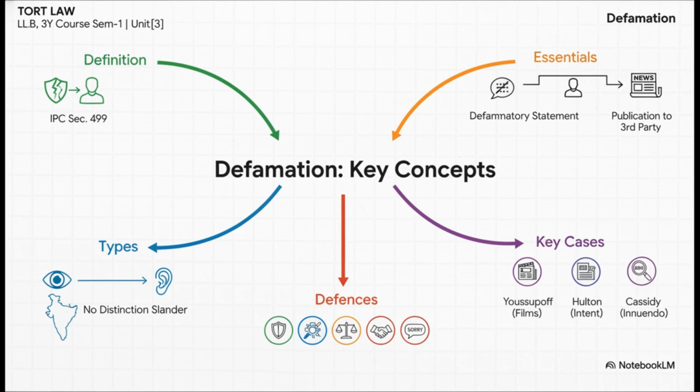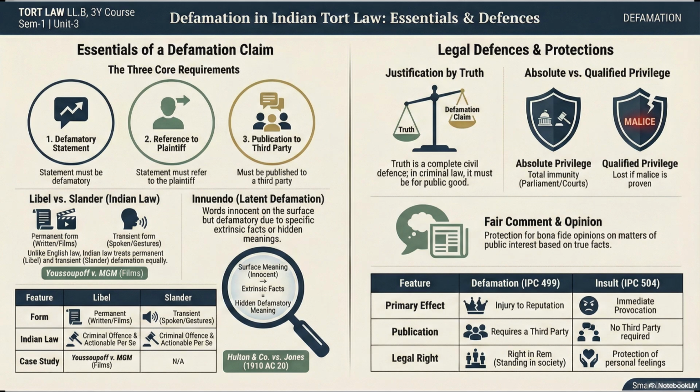Remember the key case rulings: Yusupov, which established that films constitute libel; Holton, which confirmed that intention is irrelevant; and Cassidy, which illustrated the doctrine of innuendo. The three essentials of defamation are a defamatory statement, reference to the plaintiff, and publication. The five primary defenses are justification by truth, fair comment, absolute and qualified privilege, consent, and apology. This concludes our academic explainer on the tort of defamation.